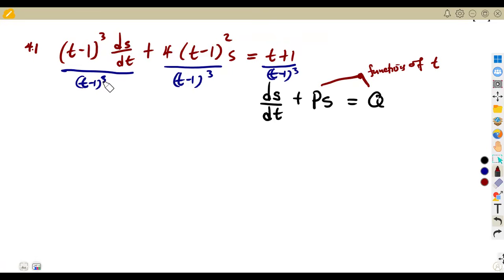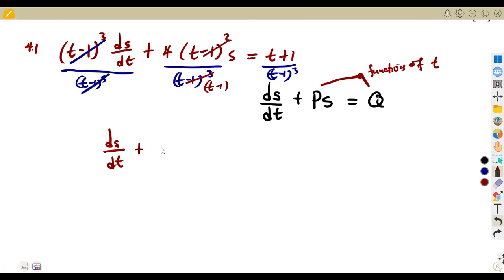Anyways, let us solve. I'm going to explain that formula later on. So here, if we divide, we're going to cancel. That means we remain with ds/dt. If we check here, there are two of them, (t minus 1) squared, and here there are three of them, (t minus 1) cubed. So if we cancel, it means here we're going to remain with one of the (t minus 1).